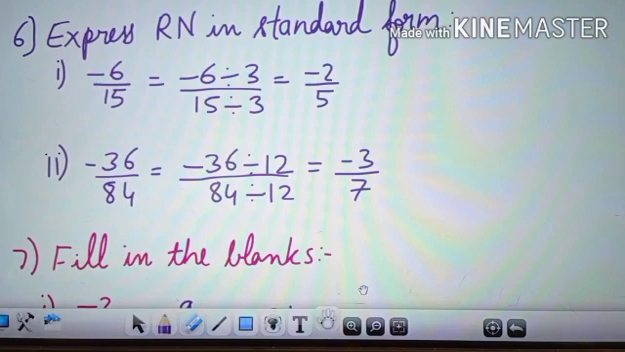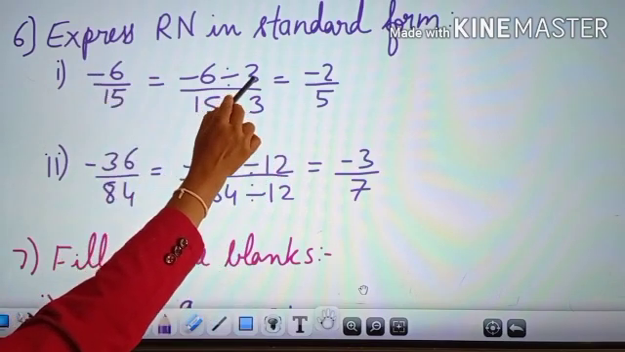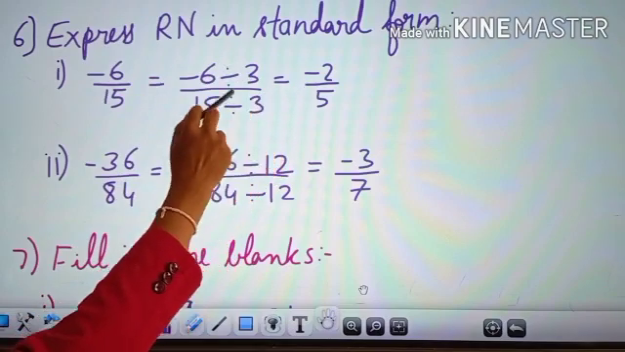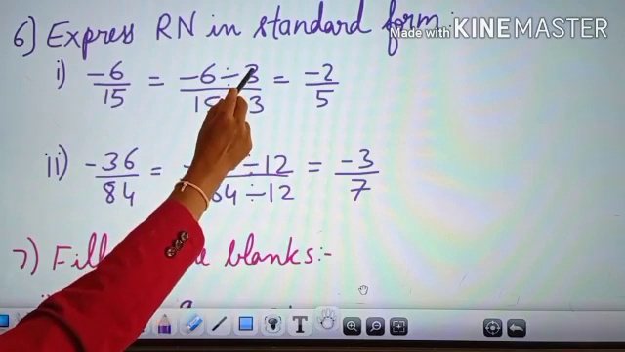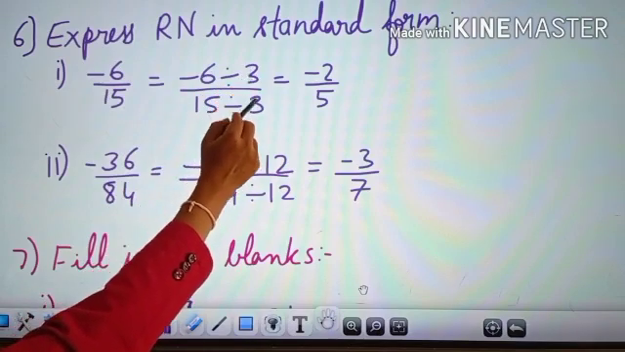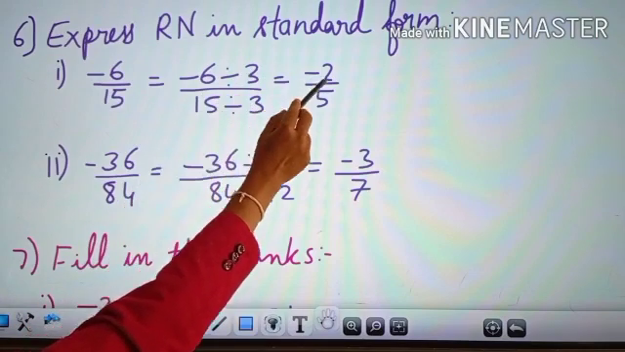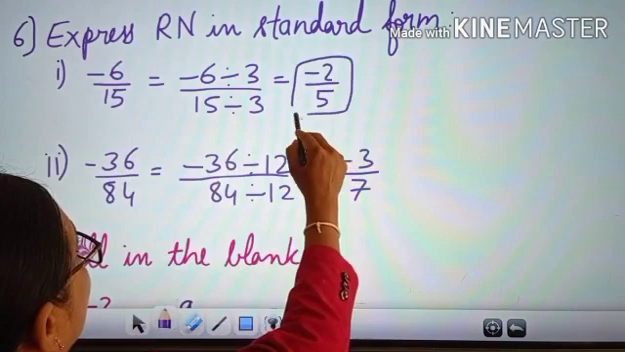First one is minus 6 upon 15. Standard form means you have to make it the least number. Minus 6 divided by 3 will bring you minus 2. Yes, it will be the least number for the rational number. If you are dividing the numerator by 3, the denominator also you have to divide by 3. So 3 2s are 6, that means minus 2, and 3 5s are 15, that means 5. So the final answer will be minus 2 upon 5.